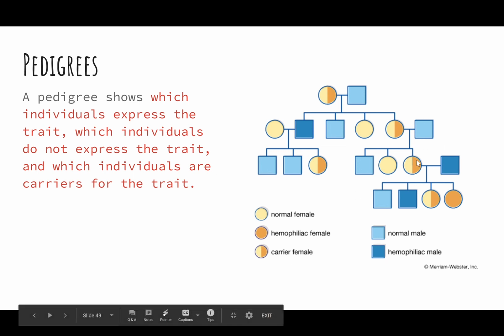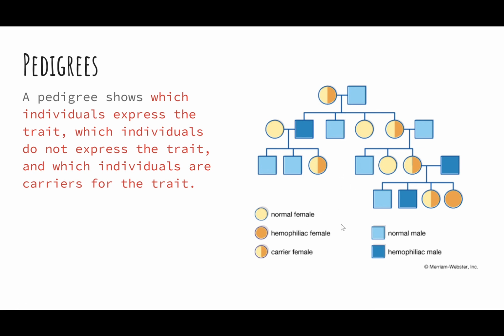Here's an example. This one's not fully labeled, but it shows color coding for normal versus carrier versus, in this case, hemophiliac, meaning someone who has hemophilia. If you don't know what I'm talking about, then definitely make sure to watch the hemophilia video that I have linked, and I believe it's the check-in for the 25th.